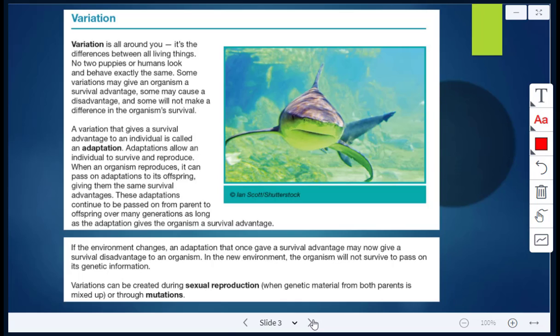If the environment changes, that advantage that was once giving that organism a survival advantage may now give a survival disadvantage to the organism. And we'll look at some examples of this. So then in the new environment, the organism may not survive to pass on its genetic information. So variations occur during sexual reproduction, when genetic material from both parents is mixed up, and we saw that also in meiosis, and it can also occur through mutations.